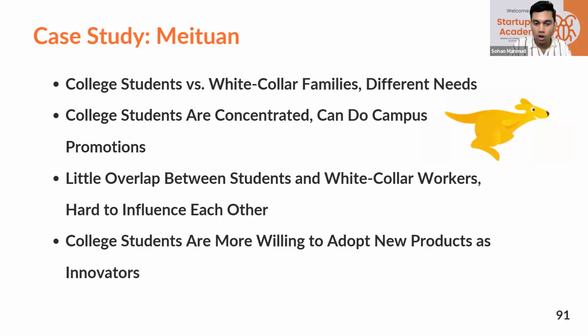College students are more willing to adopt new products as innovators. So I think people who are in university right now, whether you're doing undergrad, master's, or PhD, you have a huge advantage because you can test your product inside your university by giving it to college students. They're more educated than the general population, they are trying out new things, they're really interested, and they want to see how things are moving forward and how the world is moving forward.